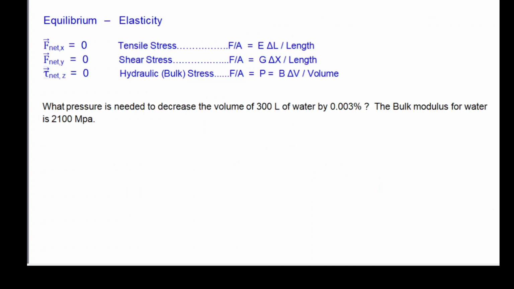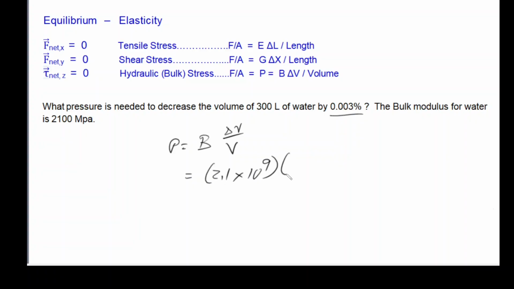And lastly, we'll do a couple of hydraulic or bulk stress problems. What pressure is needed to decrease the volume of 300 liters of water by 0.003%? The bulk modulus for water is 2100 megapascals. So let's write out our equation, and that is pressure is equal to the bulk modulus times the change in volume over volume.